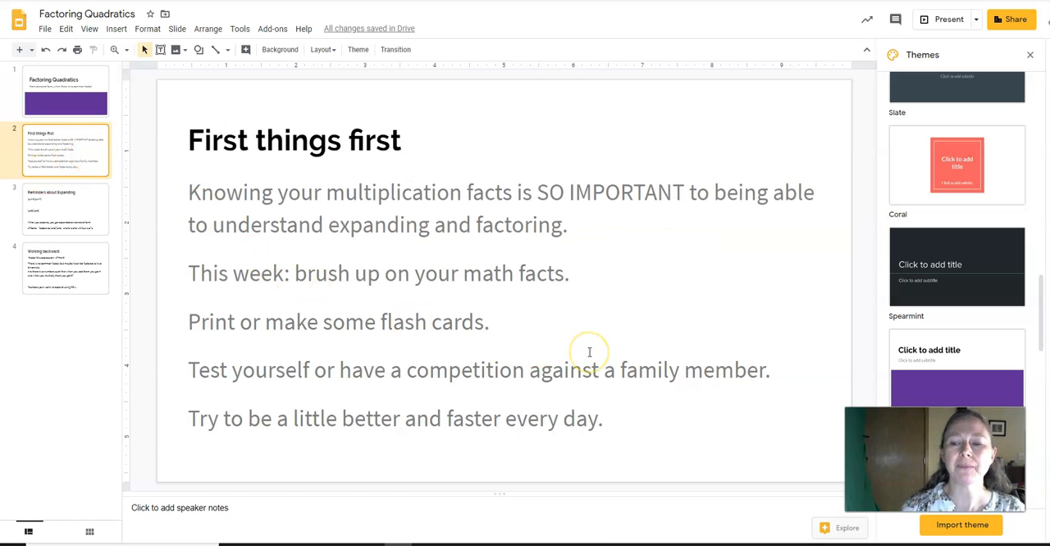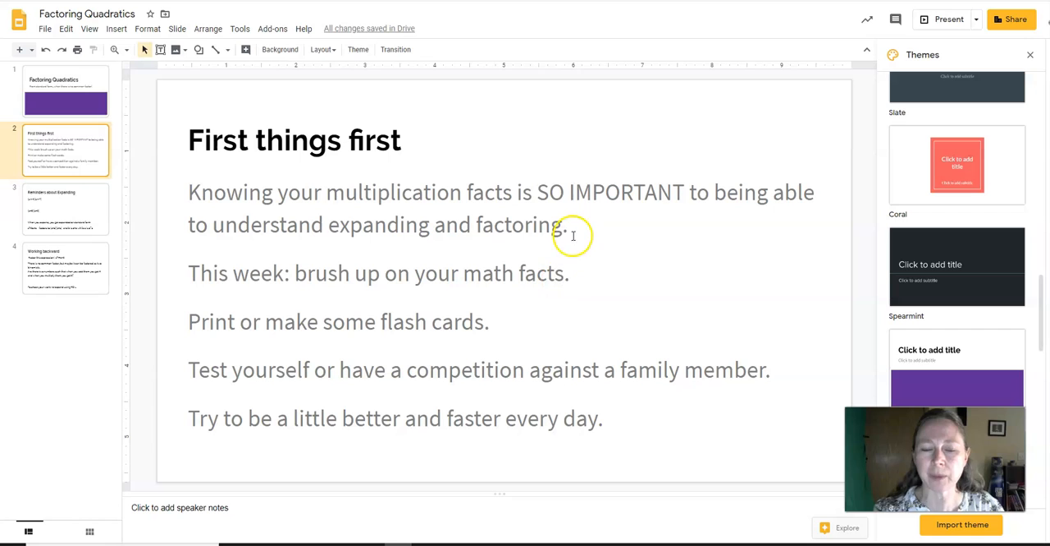So first things first, I have a pro tip for you. For this part of algebra and for a ton of advanced algebra and Algebra 2, it sounds really basic, but just knowing your multiplication facts is so important to being able to do this well. So I strongly recommend you brush up on your math facts and consider that part of your homework for this week. I want you to either print or make some flashcards. If you just know the facts up to tens, so from 0 times 0 all the way up to 10 times 10, you'll be in pretty good shape. To be in even better shape, go all the way up to 12 or even 15.